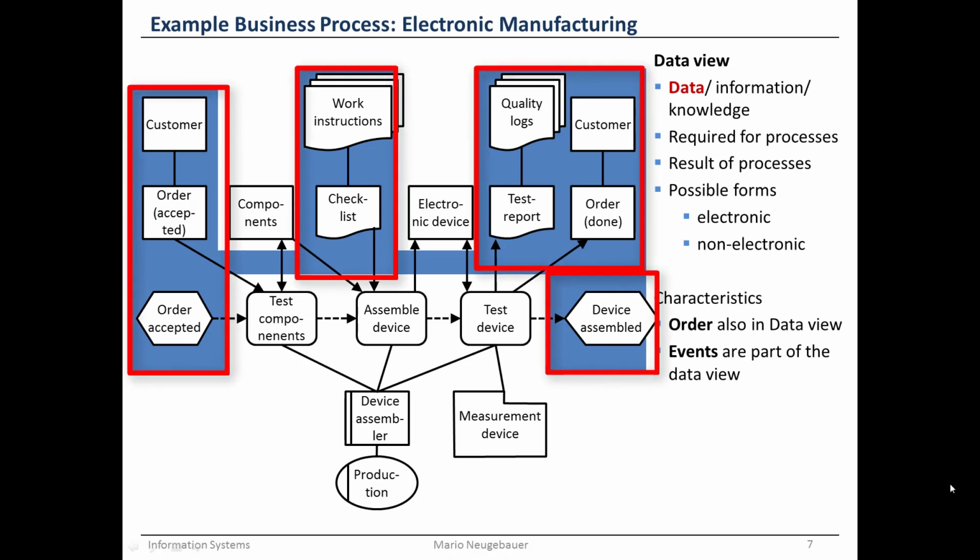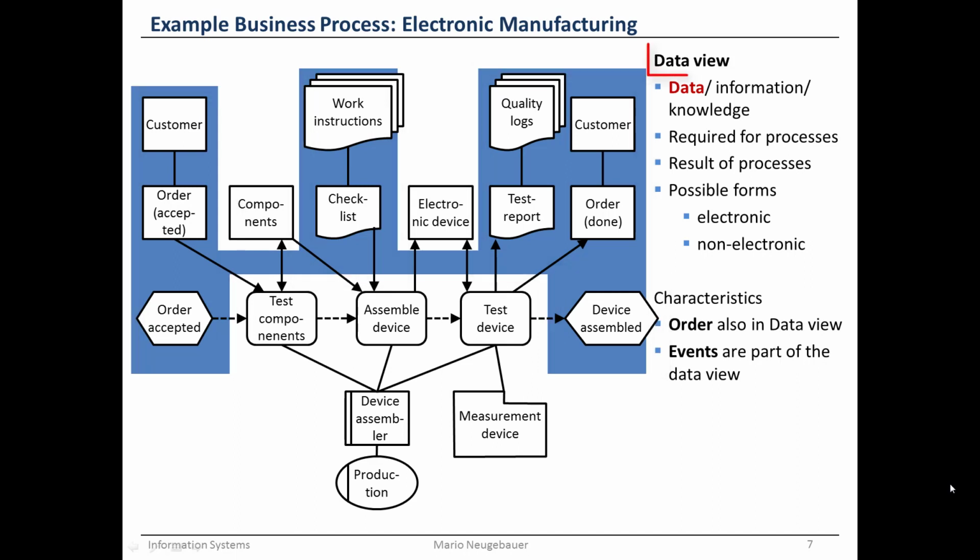In the blue areas, you see now the part which is important for the data view of our ARIS house, of our ARIS method. So data, what does it mean? Actually, we talked about data, we talked about the relation to information and to knowledge. And here in the data view, we concentrate on all the aspects which somehow contain this information, these data. Data which are important for the process, for the execution of the business process.